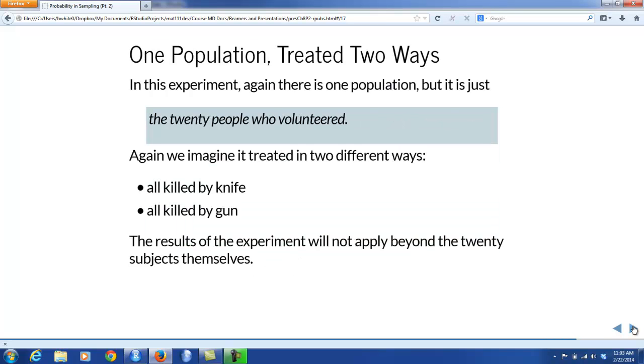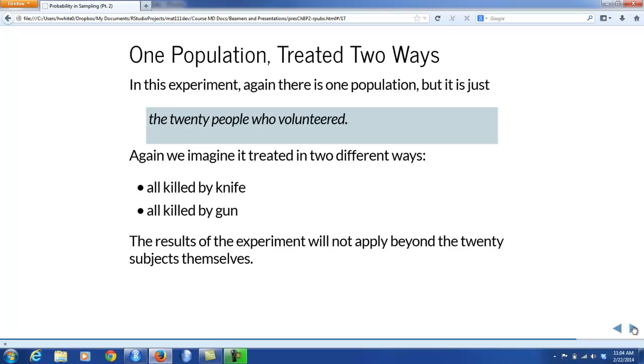So just as in the first case, we really have one population and we imagine it treated two ways. But because the 20 subjects are not representative of any larger population, we think of that one population as just those 20 subjects, the 20 people who volunteered to be part of this crazy experiment. And we imagine what would be the mean measurement if all of them were killed by a knife. And we imagine what would be the mean measurement if all of them were killed by a gun. And then we ask about the difference between the two.